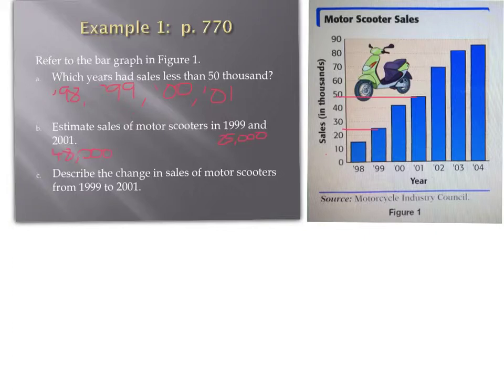Okay, and C says describe the change in sales of motor scooters from 1999 to 2001. So the change is going to be the 48,000 minus the 25,000. So 48,000 minus 25,000 is 23,000.